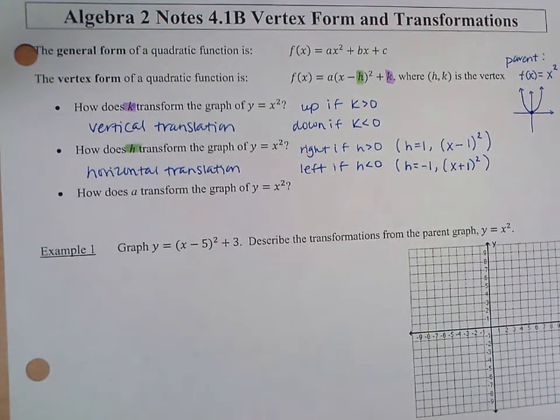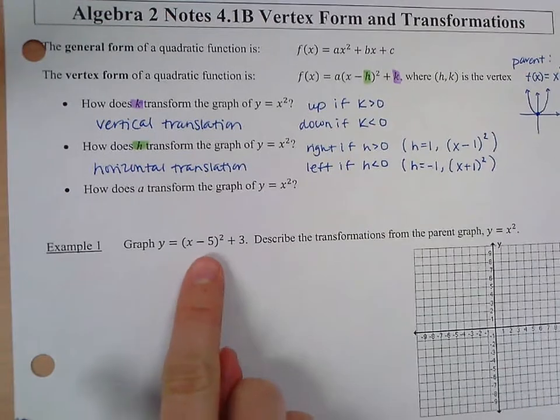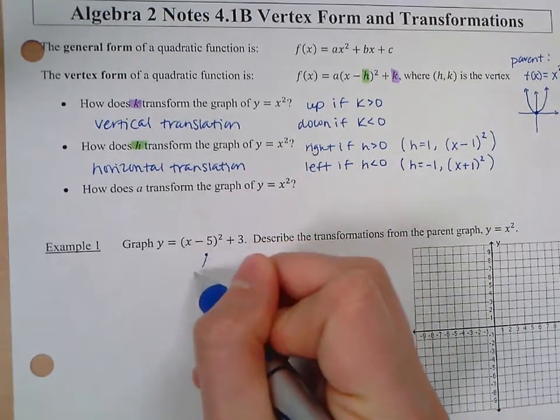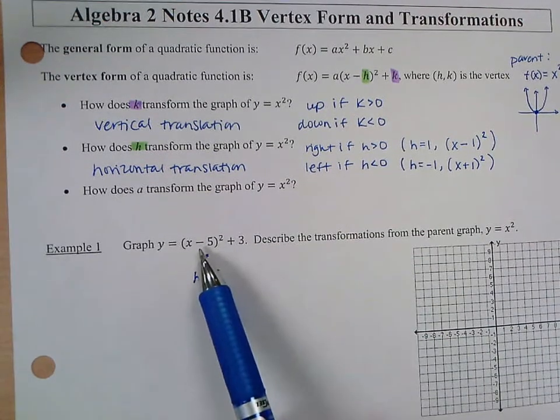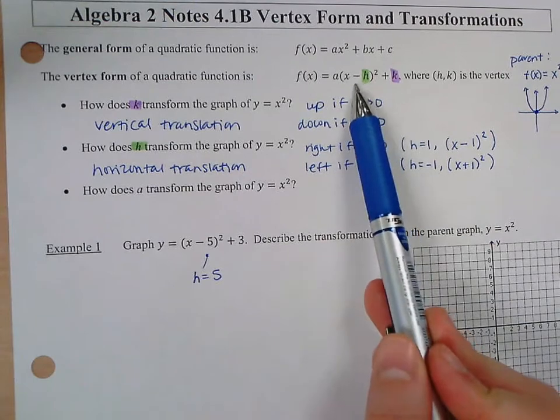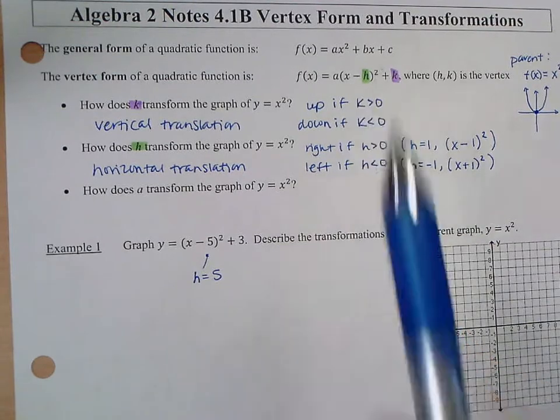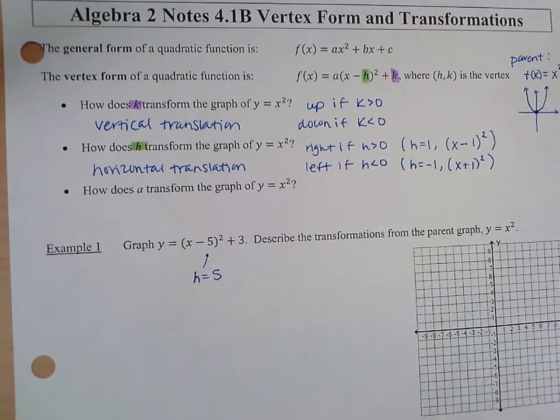So when you look at an equation, like even look at example 1, there's x minus 5 quantity squared. So what is h? Positive 5. So here h is really positive 5. H is always the opposite sign of what it looks like in the equation, and it's because the formula has a minus here. So make sure you understand that so you get the transformations correct.